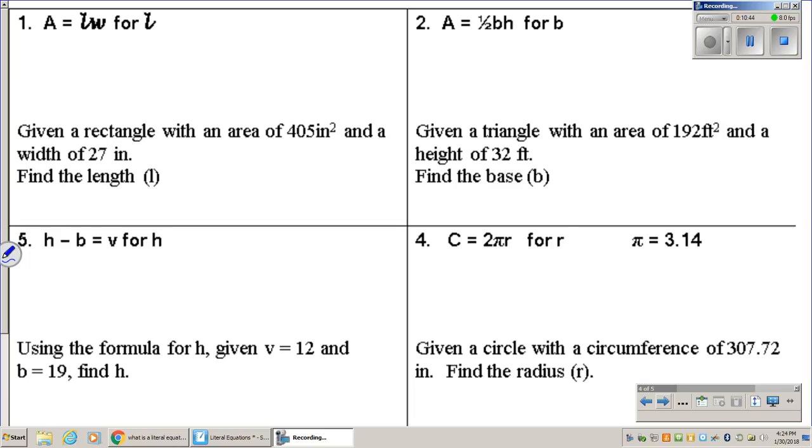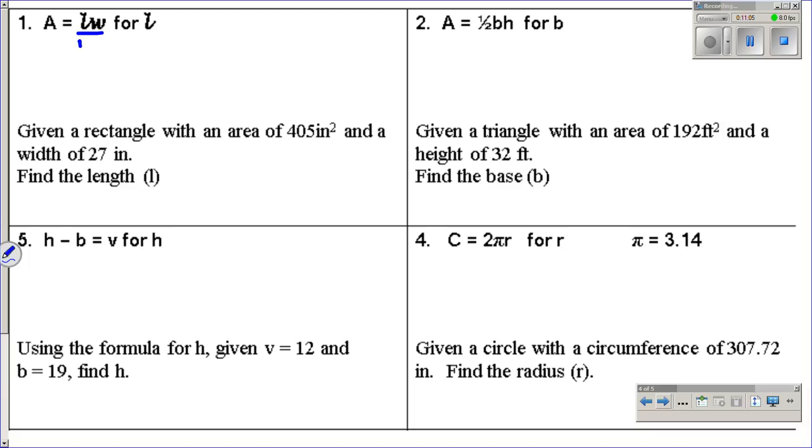So for number 1, we have A equals L times W. We just saw this formula on those examples, but in the first problem we were asked to solve for W. In this problem we're asked to solve for L. Same process. If you notice, the L and the W are being multiplied. So if we only want to keep the L, we would divide both sides of the equation by the W. W divided by W equals 1. So now that allows us to get our L by itself. So the length equals the area divided by the width.